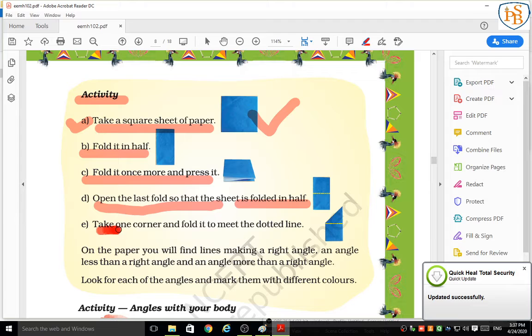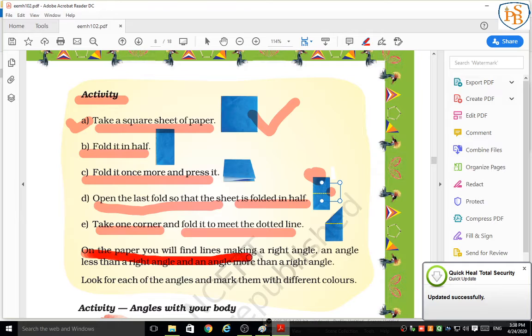Then take one corner, take any one corner and fold it to meet the dotted line. Suppose you are taking this corner, okay. Just take this one corner and fold it here, okay. Fold it to meet the dotted line. You will get it like this.